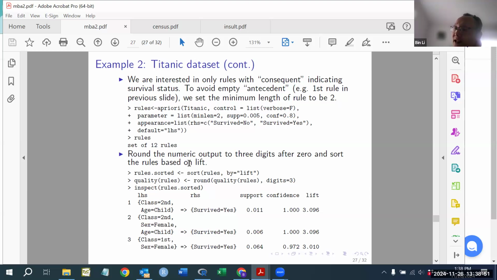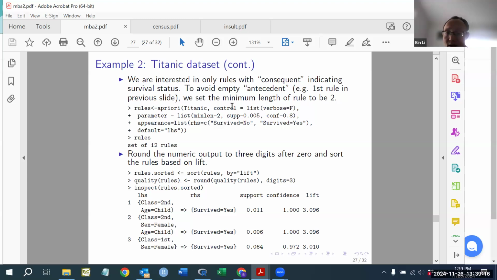Okay, so we want to see what type of passengers in the Titanic data set have a relatively high survival rate, and what type have relatively low survival. So this is our main interest. If we focus on this, then we can easily limit our search to the part that we are interested in.